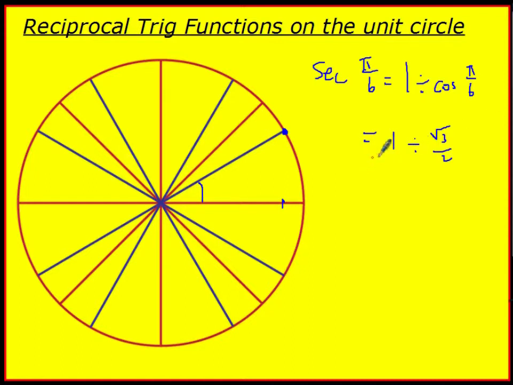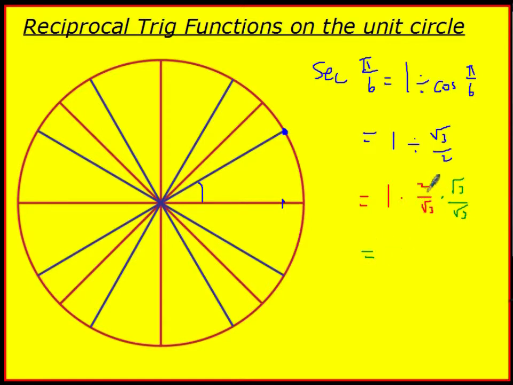And we then need to simplify that by multiplying by the reciprocal. So square root of 3 over 2, we multiply by 2 over the square root of 3. And we can rationalize this by multiplying by the square root of 3 over the square root of 3 to get rid of, again, that denominator that has a root in it. We don't want roots in the denominator.